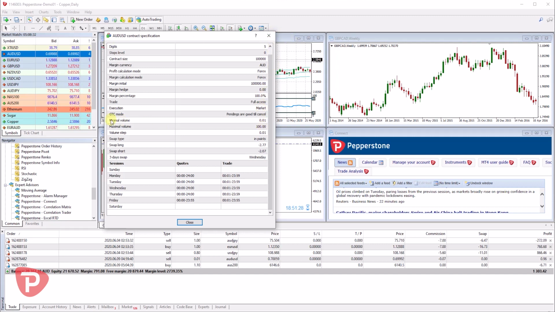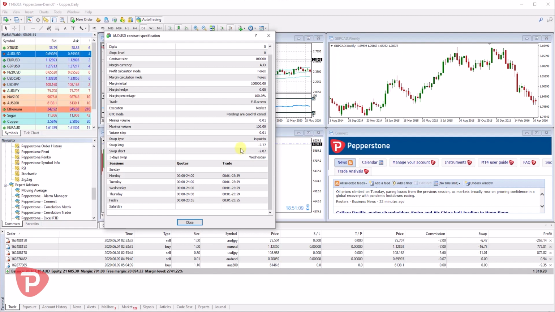Lastly, there's two of the things which we probably will look at the most. It is a swap type, which is in points, and swap long and short. So over here, minus 2.77, this is just current, and this may change at some point as well, depending on the interest rates of the different currencies.